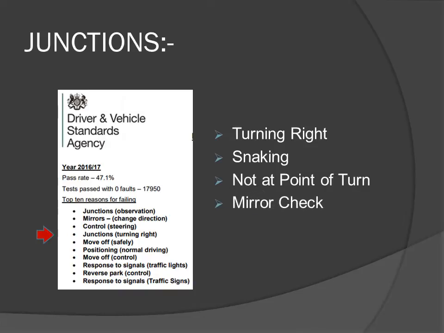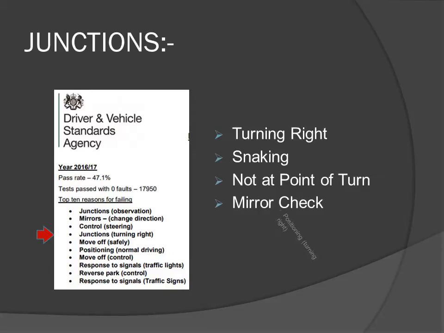Mirror check. If you have to stop to turn right from a major to a minor road, always check your right mirror before moving off. Positioning. Position yourself on the white dotted central line straight at a T-junction, so when you pull out, you do not cut the corner.